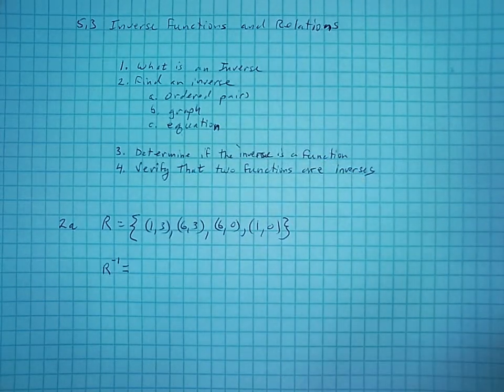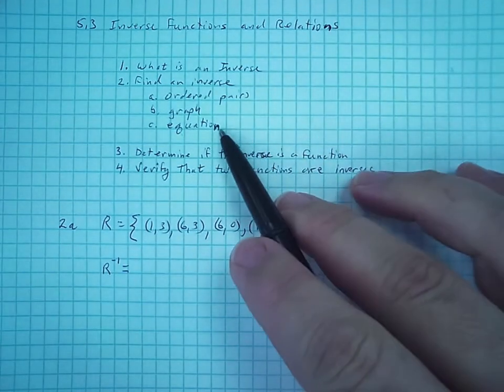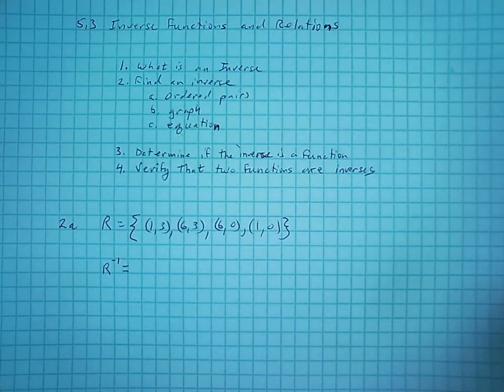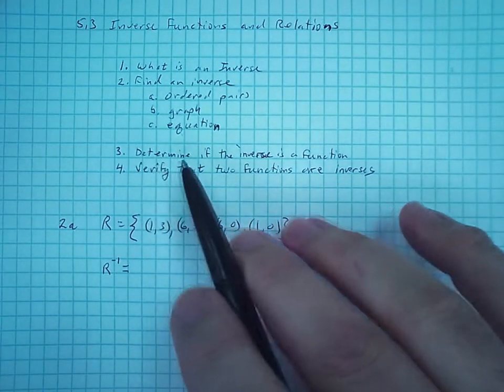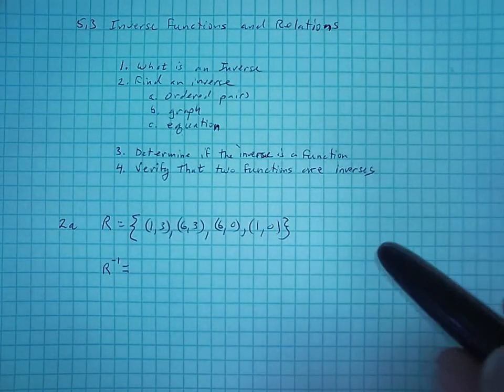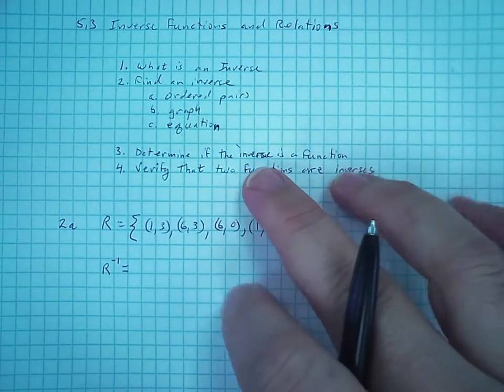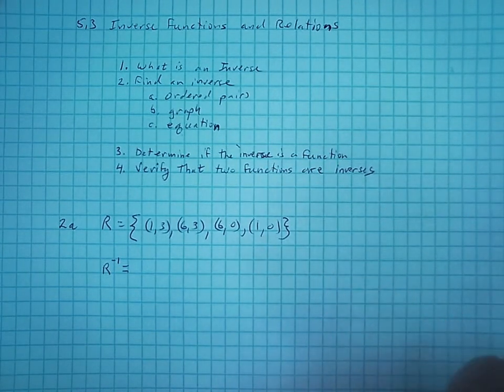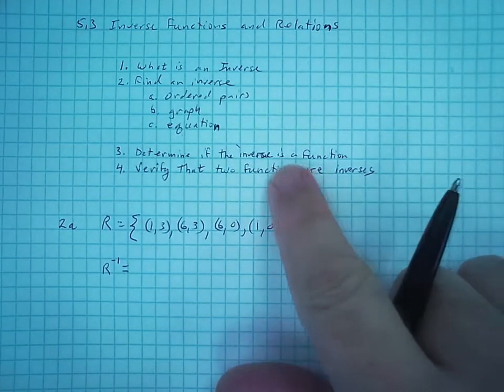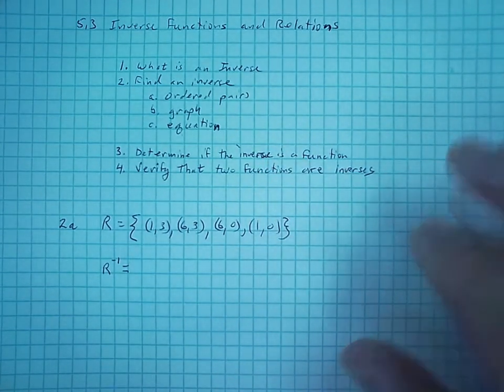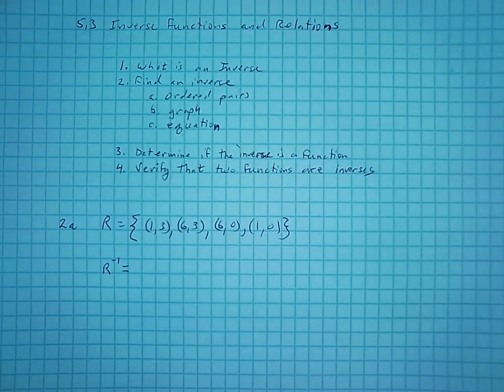You should be able to find the inverse if you have a function defined with an equation. So A and C are on your homework, but I am going to talk about B as well. Number 3, determine if the inverse is a function. We can do that before or after actually finding the inverse. We can determine whether the inverse is a function. It's the inverse either way. Sometimes it's an inverse function, and sometimes it's an inverse relation that's not a function. And lastly, we're going to learn how to verify that two functions are inverses, which is the last thing I will show you.